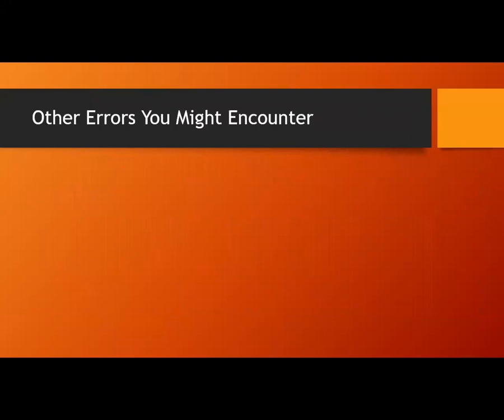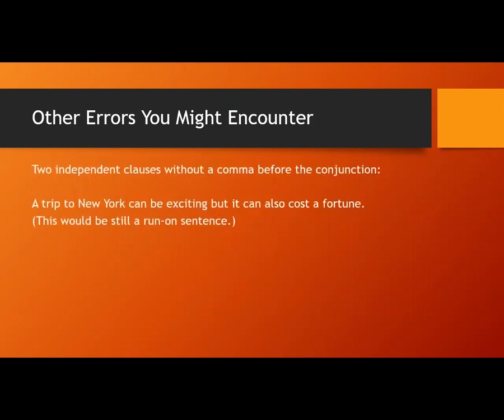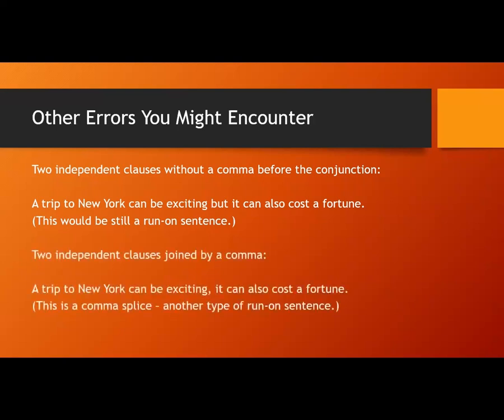Using a comma followed by a coordinating conjunction is one of the ways that the HESI might present a grammatically correct option. However, it might also present two other options. Two independent clauses joined by a coordinating conjunction with no comma. This would still form a run-on sentence. You need that comma between the two independent clauses and before the coordinating conjunction. Or it might have two independent clauses joined by a comma with no coordinating conjunction. This is also an error.